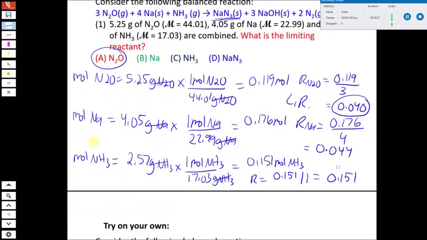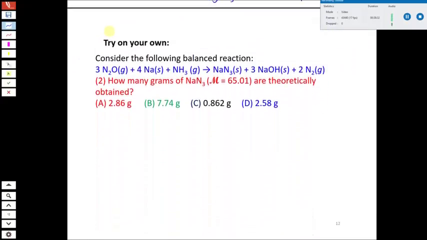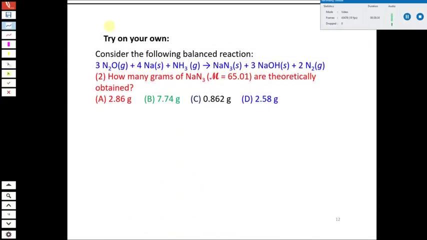Now, in most cases, we're not going to ask you to just identify the limiting reactant. We're going to ask you to do some calculation with it. So if we want to figure out how much of our sodium azide, NaN3, can be theoretically obtained in this reaction, we always have to start with our limiting reactant, which we identified was N2O. So even if we had not explicitly asked you to identify the limiting reactant as a separate question, we would have had to do that anyway to figure out where we start this calculation.